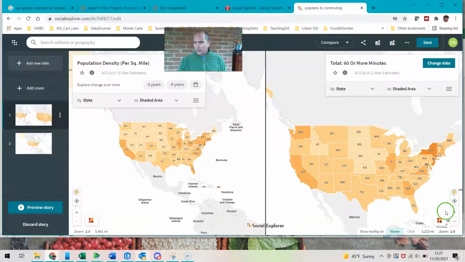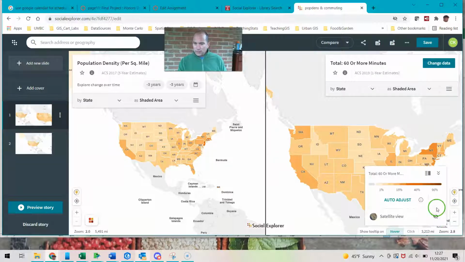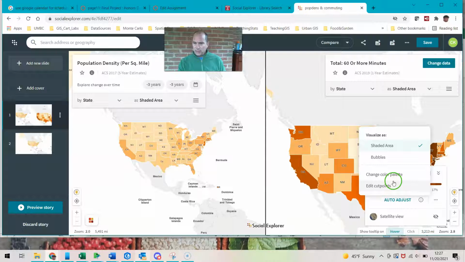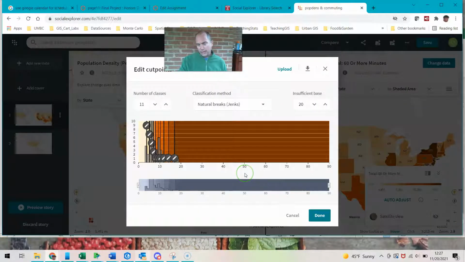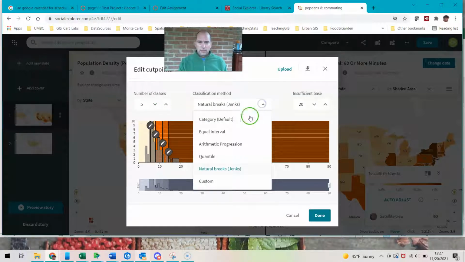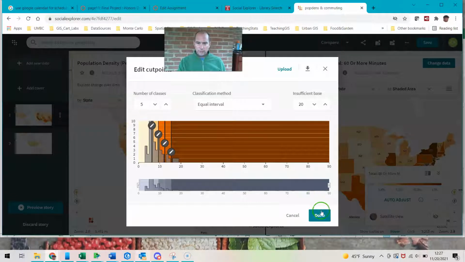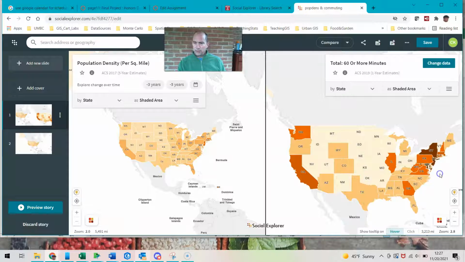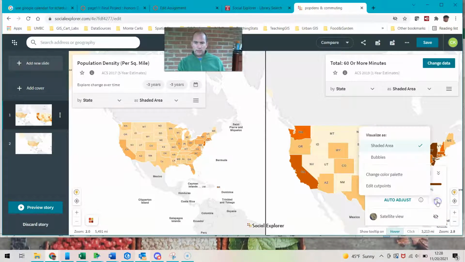And so one question you might want to ask is, how are these data being classified? If I adjust it here, I can change the cut points and analyze how this is being broken down and control it. 11 classes makes it hard for me to read. So I'm going to work with a classification method that I understand mathematically at first, equal interval, because it does a good job of showing how things break down in an uneven distribution. Let me click on this again and tell you what I mean by that.